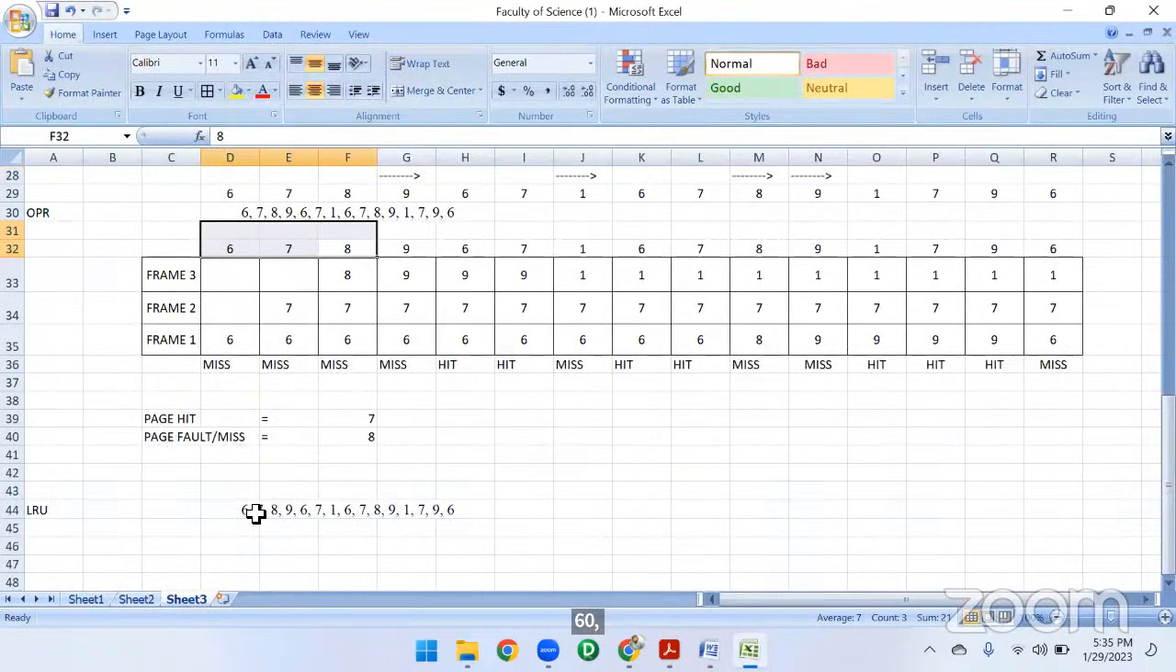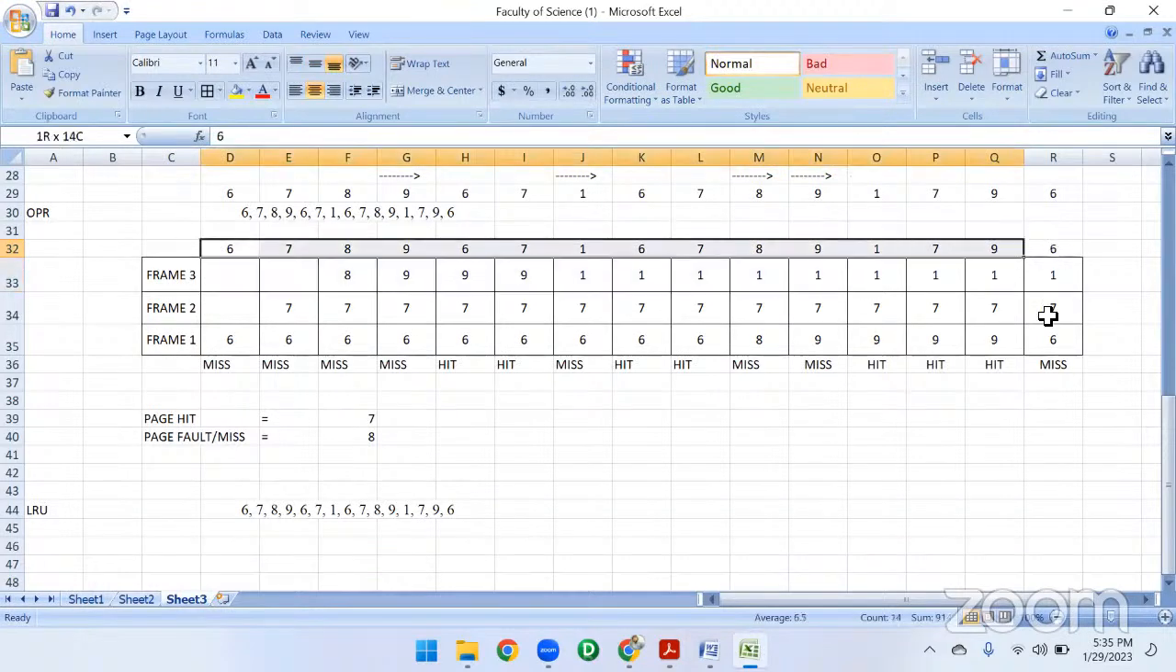Up to here it has 9, 7, 8, 9, 6, 7, 6, 7. So the same values we have here.